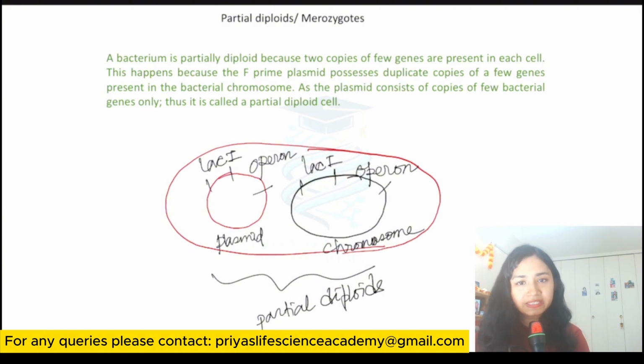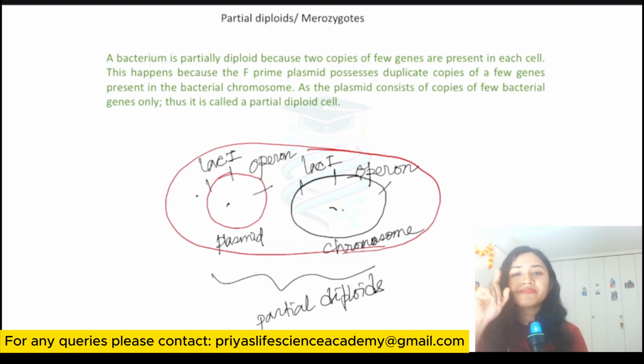They are not fully diploids because not all of the chromosomal genes are present in the plasmid. Some of the chromosomal genes are present in the plasmid. Among them, lacI and the operon are present in the plasmid as well, along with the chromosomal DNA. That is why they are known as partial diploids. Because of this partial diploid system, we have to consider two reading frames, and that is why the concepts of cis-dominant and trans-dominant come in.